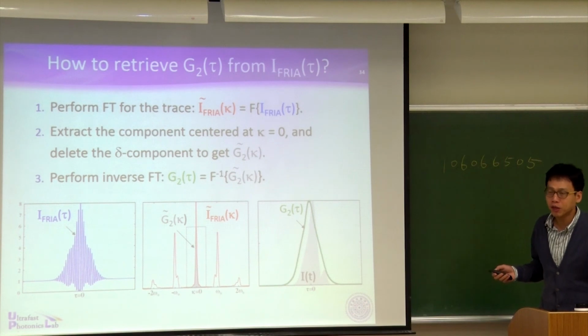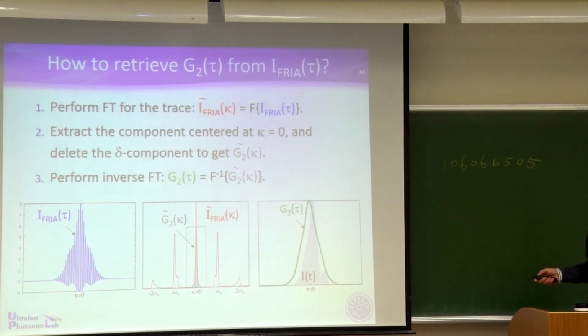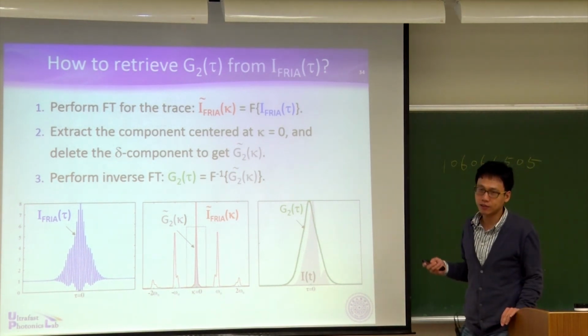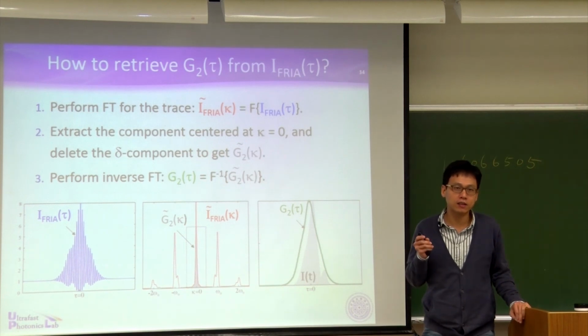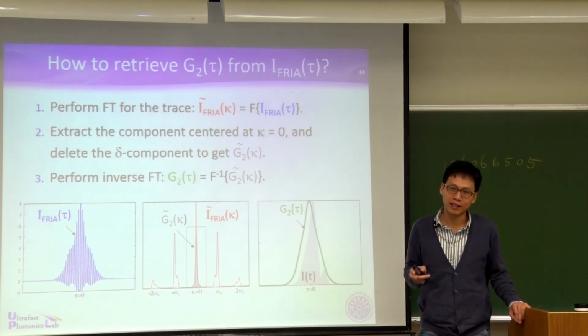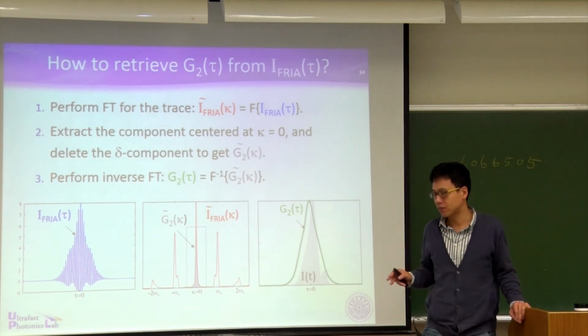Okay, and then if you compare with the original signal pulse, the intensity profile is shown here, the gray shaded area. You can see the G2 and the I of t look different. Okay, so even if you get the G2 function, it does not tell you what the pulse shape looks like. Okay, they are basically different.